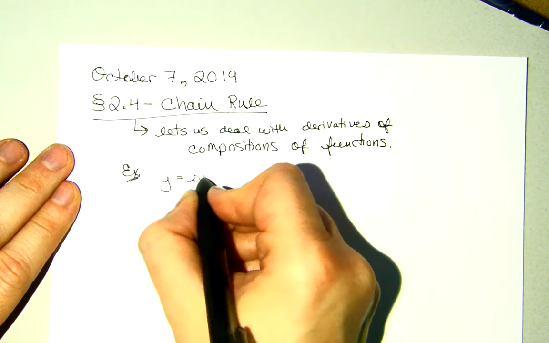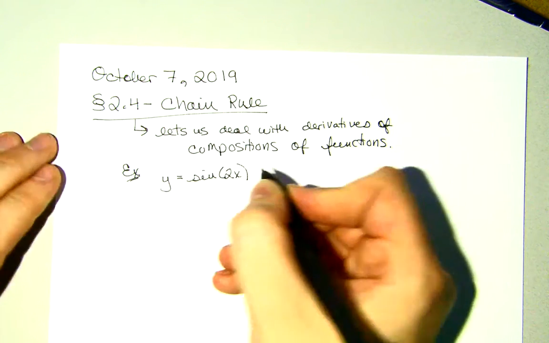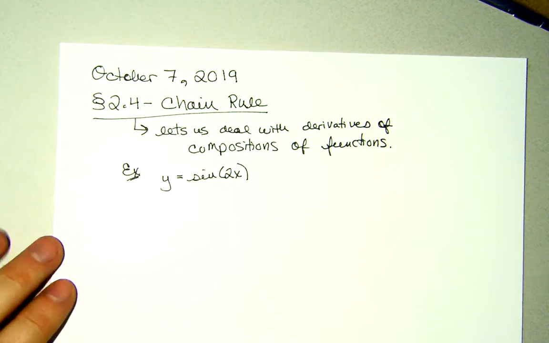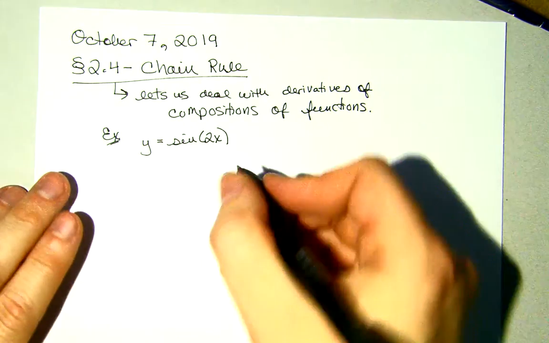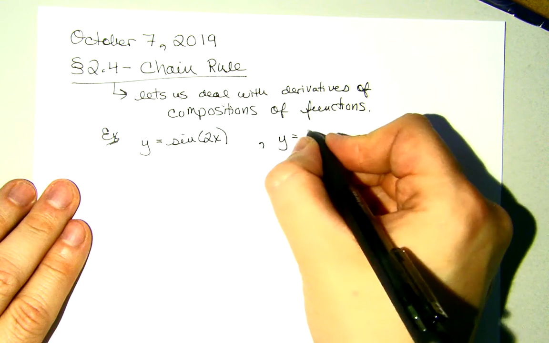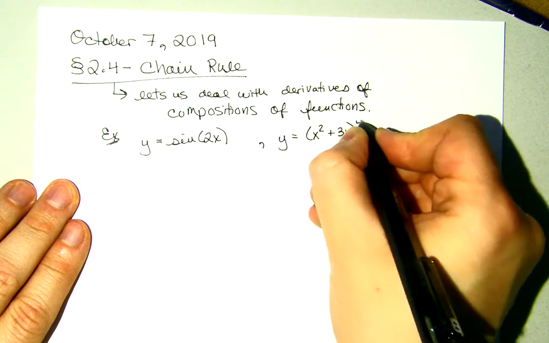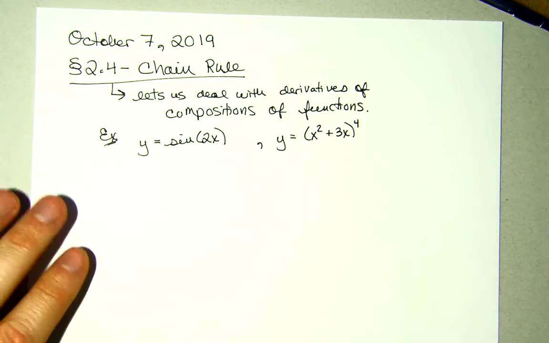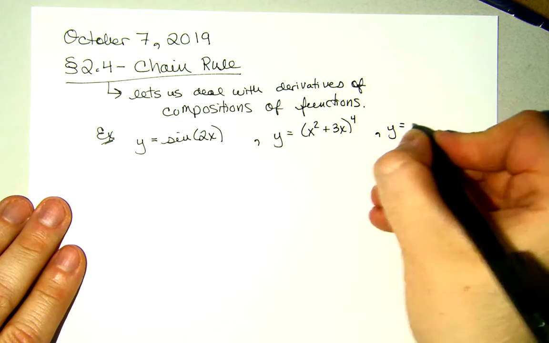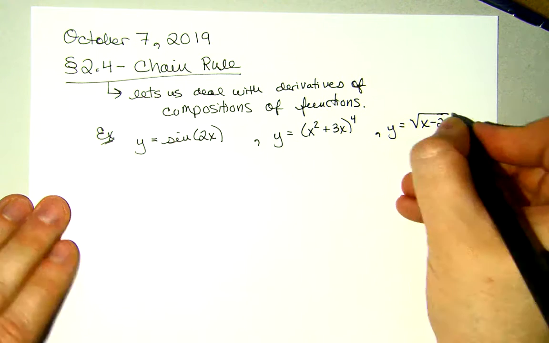For example, you know how to find the derivative of y equals the sine of x, but now we're going to do the derivative of y equals the sine of 2x. You know how to do the derivative of x to the fourth, but now what if we have x squared plus 3x, that whole thing to the fourth? And you know how to do the derivative of the square root of x, but now we're going to do the derivative of the square root of x minus 2.